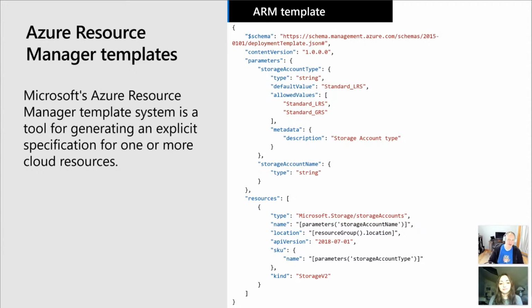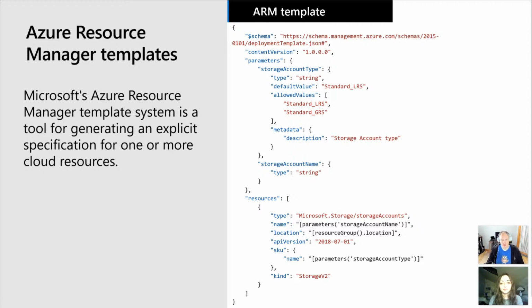Now we have Azure Resource Manager templates, which is a system for generating explicit specifications for one or more cloud resources. The Azure Resource Manager template is designed to be a complete inventory of the values and parameters needed to execute the Azure instructions for provisioning new resources or updating existing ones. And this is a domain-specific language built on top of JSON. In the template document, we have a couple of key sections.